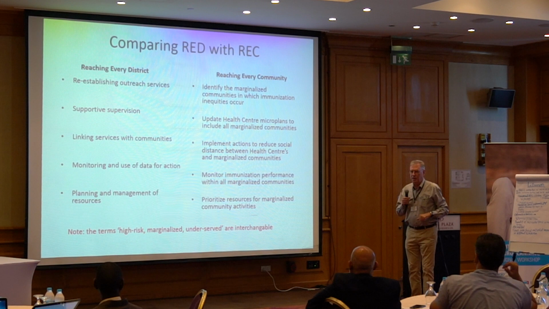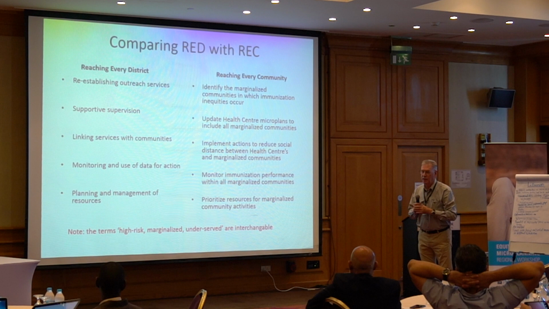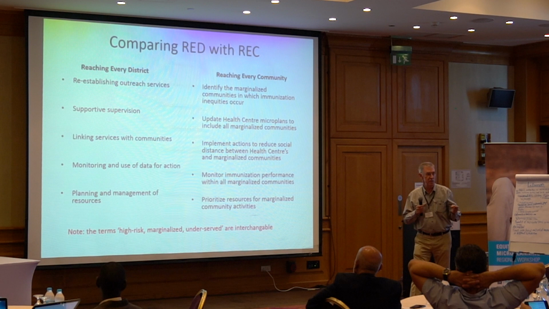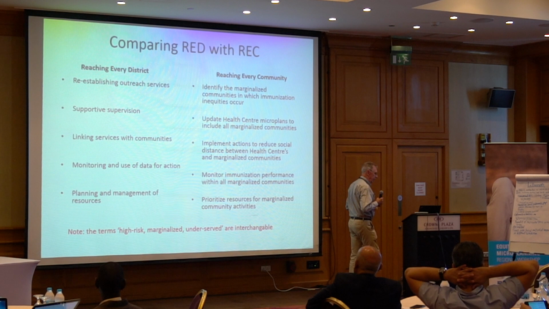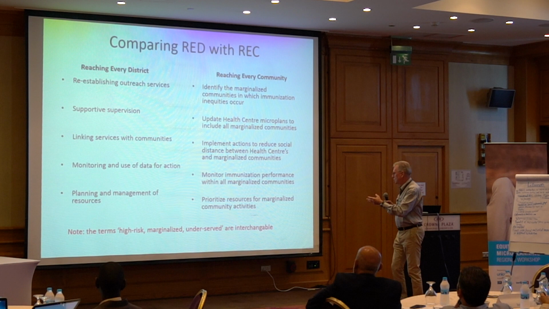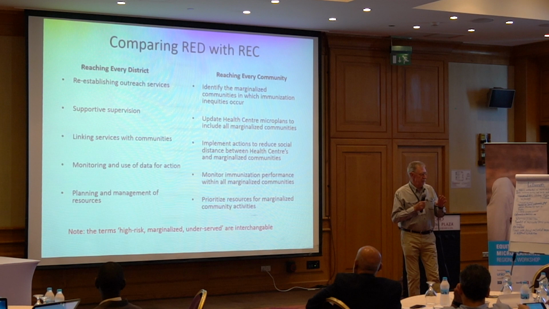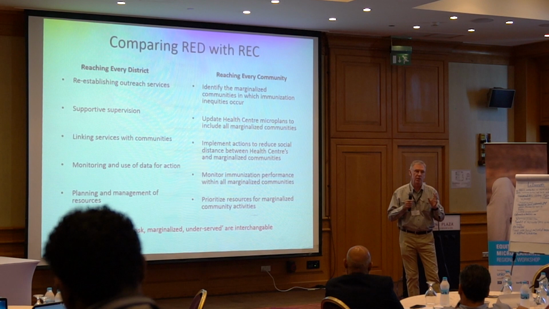You know very well, if you're reaching every district, very often the resources get as far as the district. They don't get out to the health center. So how do we monitor getting the resources to the health center where it's needed? At the bottom there, I've said that, you know, lots of words we use, high risk, marginalized, underserved, they're all the same. Let's not try to distinguish between one and the other. We're talking about children who are being missed and should be vaccinated, have a right to be vaccinated, but are not being vaccinated. And we can use lots of different words for them, but it doesn't matter.